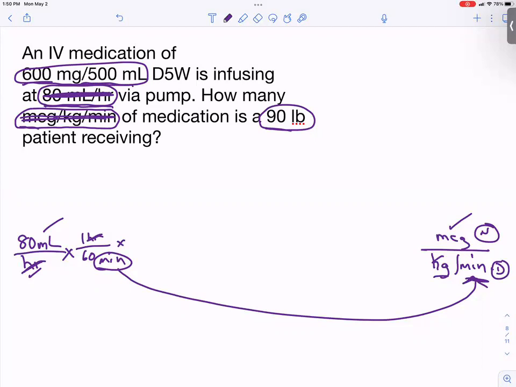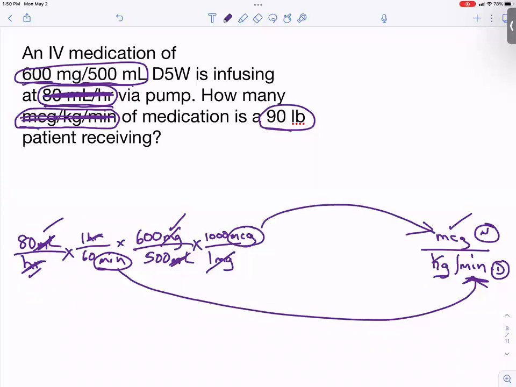Or I can get rid of my milliliters first. So we can do that first. We can say 600 milligrams is in 500 milliliters. That gets rid of my milliliters. How do I get milligrams to micrograms? You know it. Conversion, 1 milligram is 1,000 micrograms. That gets rid of my milligrams. I have my numerator.